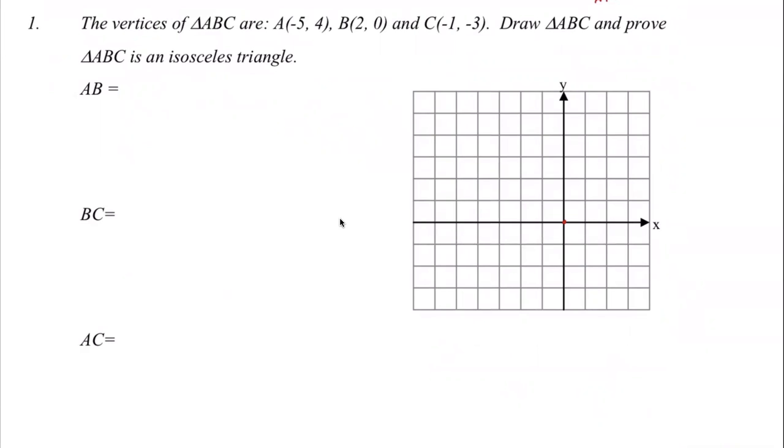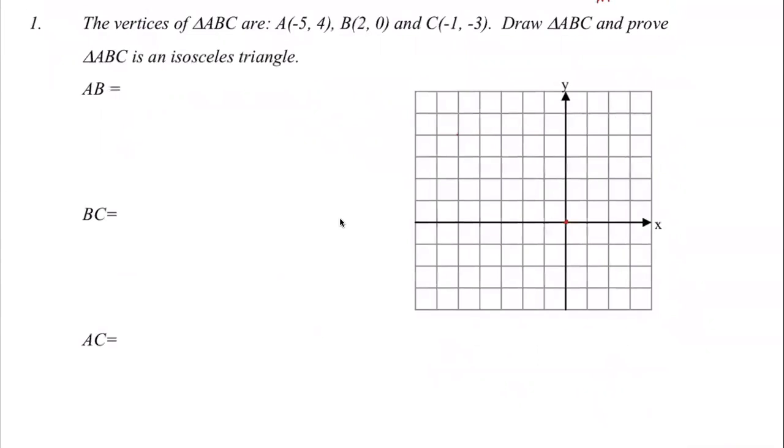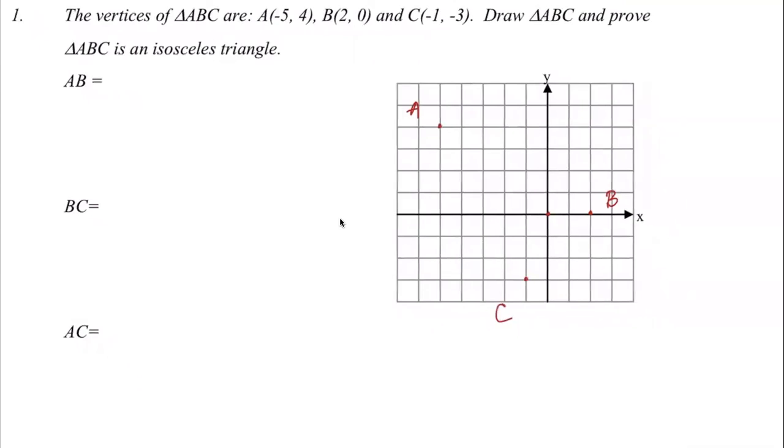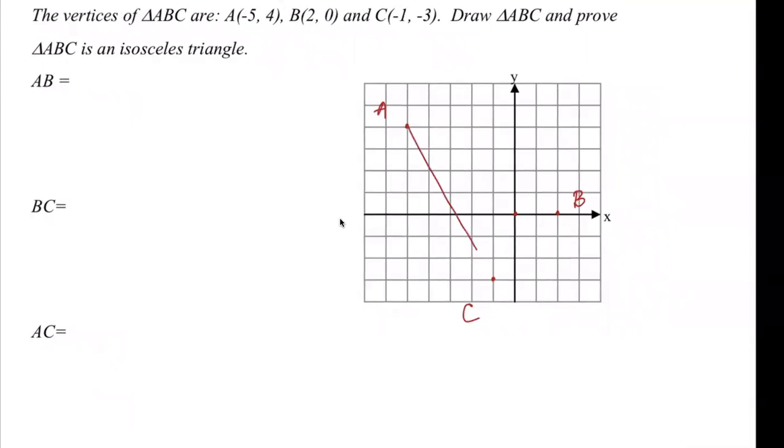Okay, ABC. So -5, 4: 1, 2, 3, 4, 5 to the left, 1, 2, 3, 4 up. So this is point A. B is 2, 0. This is B. C is -1, -3. So this is C. Okay, now we join the points.